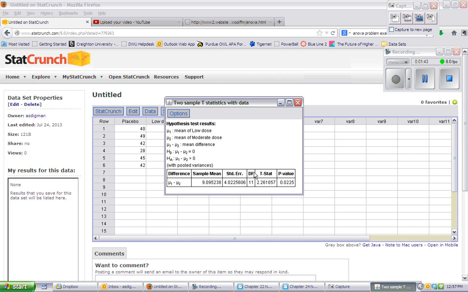Notice when we run our two-sample t-test, we do get a low p-value. It's lower than our 0.05. So our results are only occurring about 2% of the time by chance. Otherwise, they are very accurate.